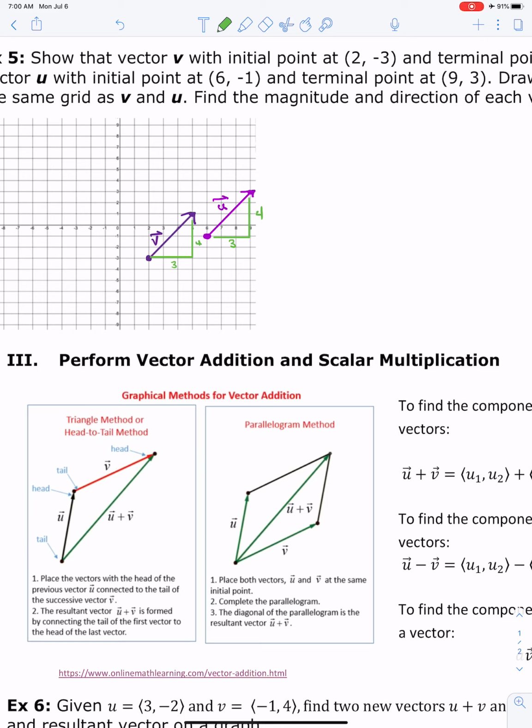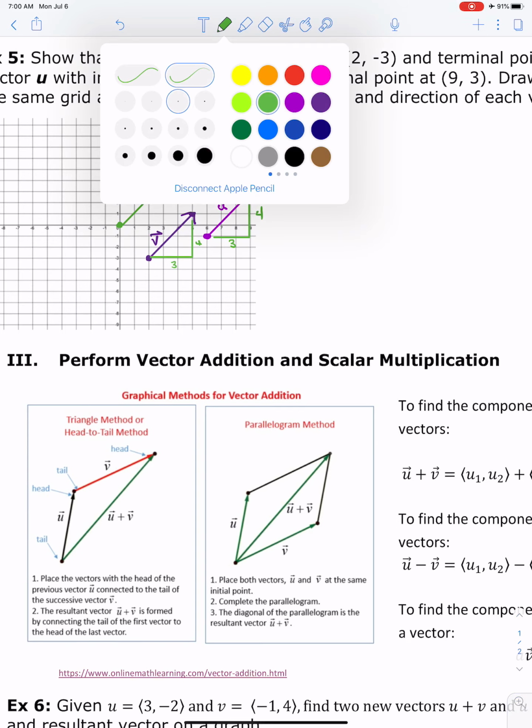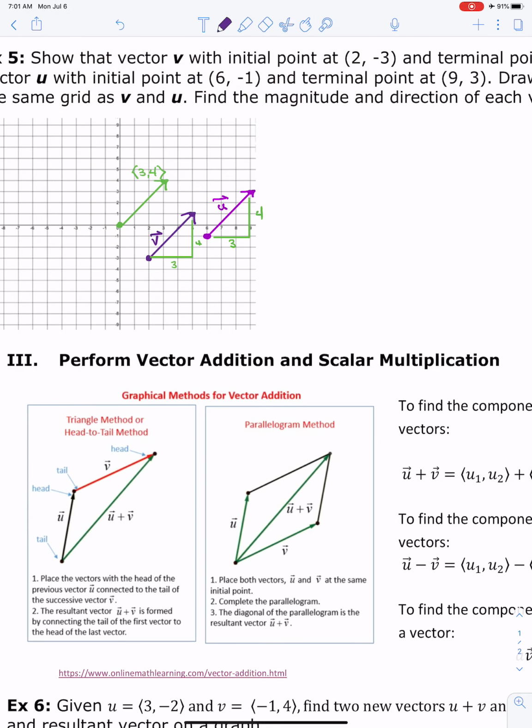So for my position vector, we're going to start at 0, 0. We know we go over 3, up 1, 2, 3, 4. Here's my position vector. It's the vector 3, 4. And so we are going to make sure that u and v actually match up with that.